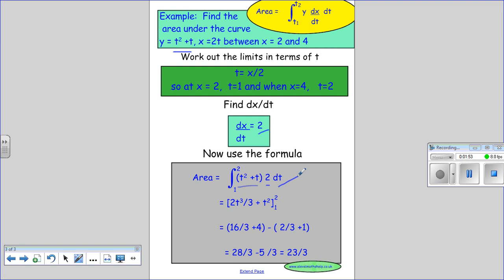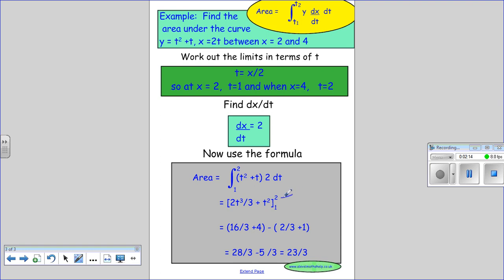And then I integrate. So remember, when you integrate, you add 1 to the power and divide by the adjusted power. So this will become t cubed over 3. But you've got to times it by 2, so that's 2t cubed over 3, and this becomes t squared over 2, then times by 2, so it just gives you t squared. Okay, now we want to substitute our limits in.